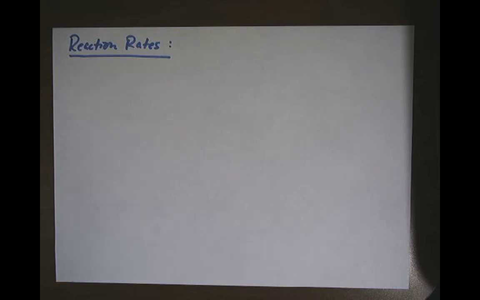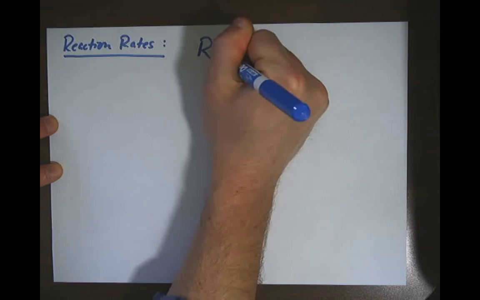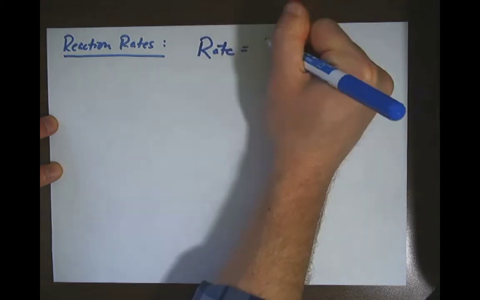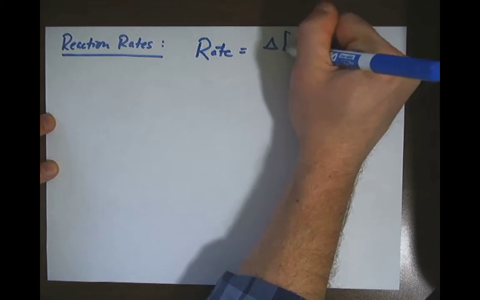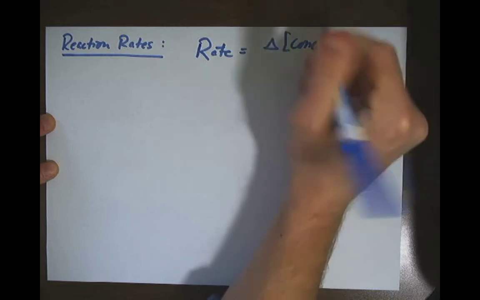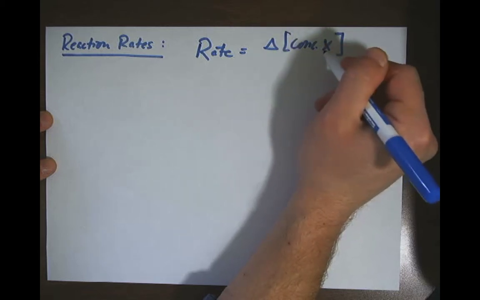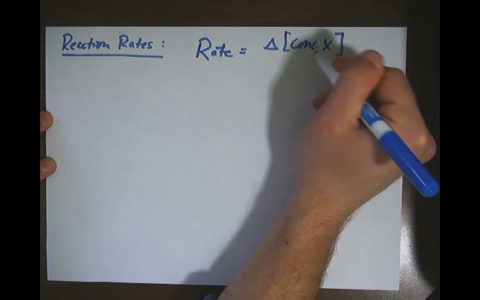So when you're dealing with reaction rates, you're really thinking about concentration of either reactants or products in regard to the timing of the reaction. So a general rule or equation to think about is rate equals the change in, let's just say, concentration of anything. So that could be a reactant at the start of the equation. That could be a product at the end of the equation. We're just thinking about a concentration of something.